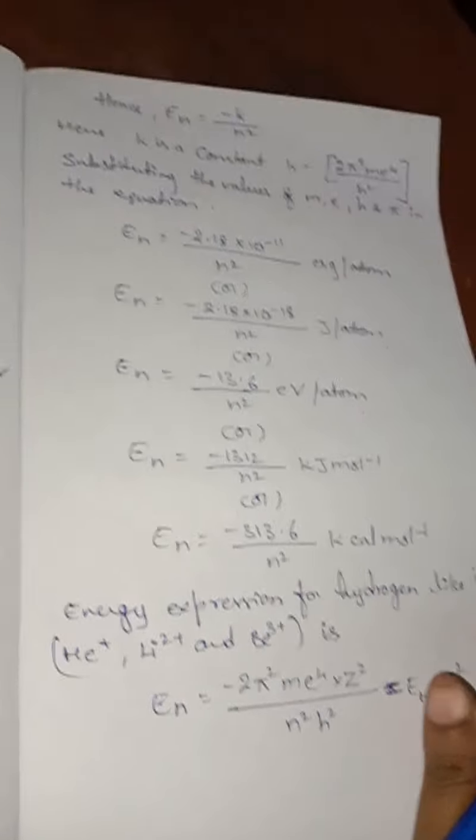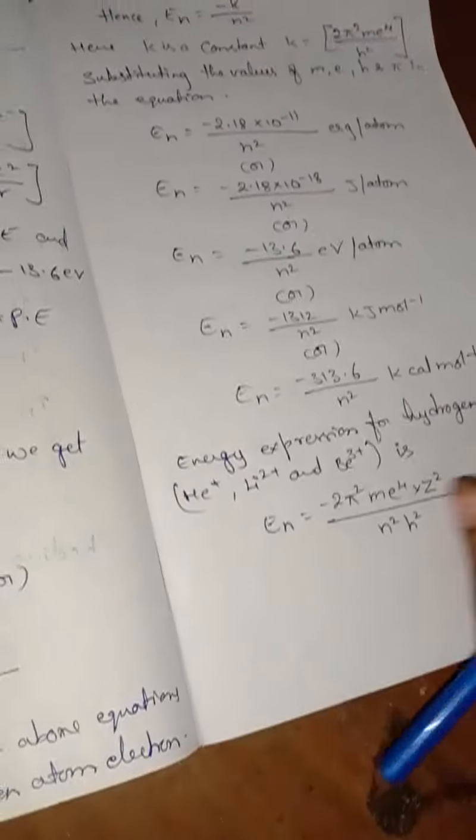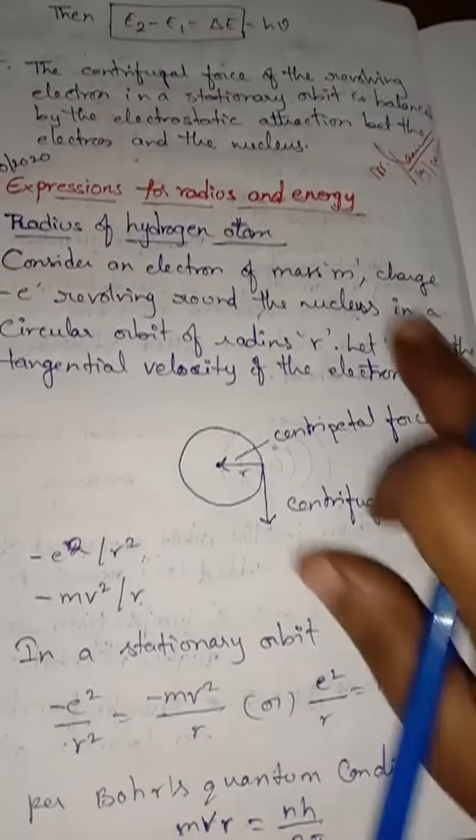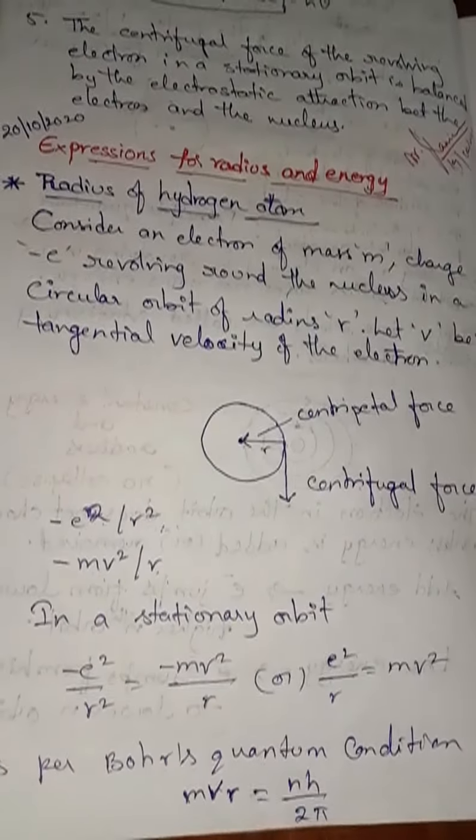So this is the class today we have learned, that is the energy of an electron in a hydrogen atom and the expression for the radius of a hydrogen atom. I think you understand better. In the next class we are going to discuss their limitations and the origin of spectral lines. Thank you, children.